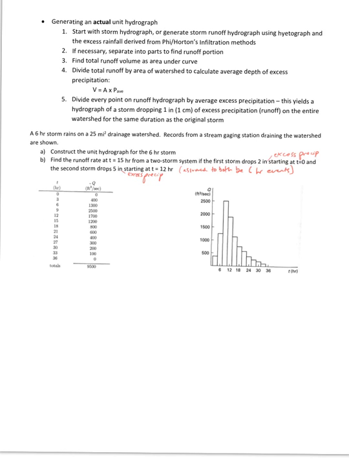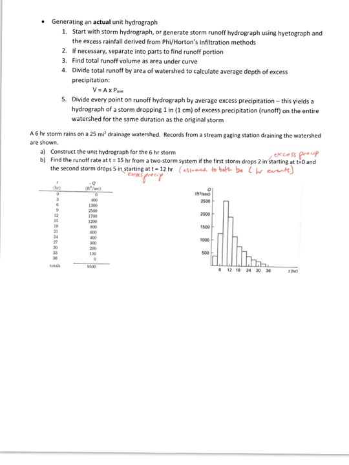Okay, so let's do this example problem. A 6-hour storm rains on a 25 square mile drainage watershed. Records from a stream gauging station draining the watershed are shown. Part A, construct the unit hydrograph for the 6-hour storm. Shown here is the table on the left with the data and then the figure on the right showing the same data.